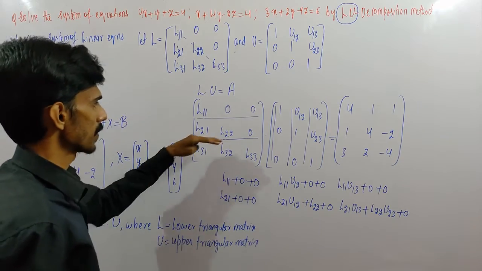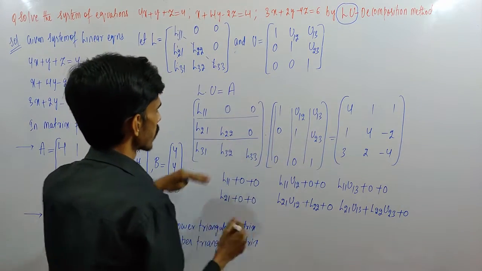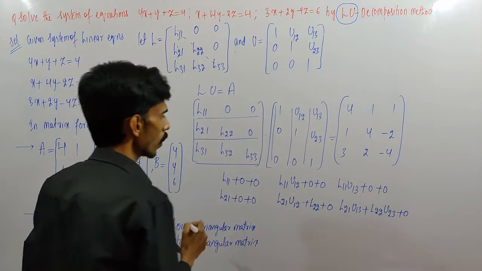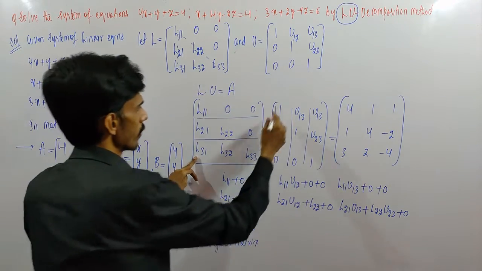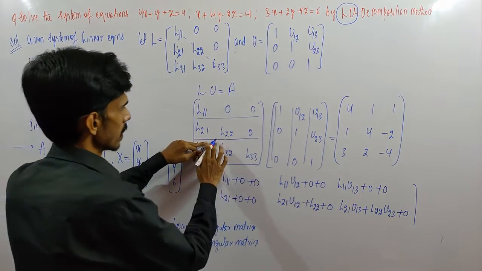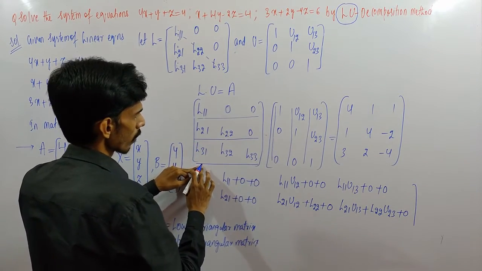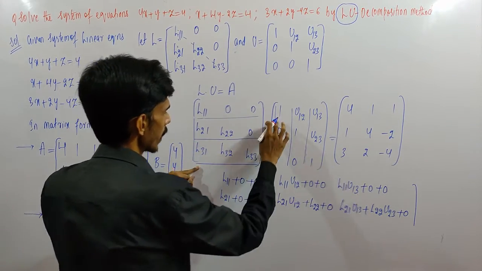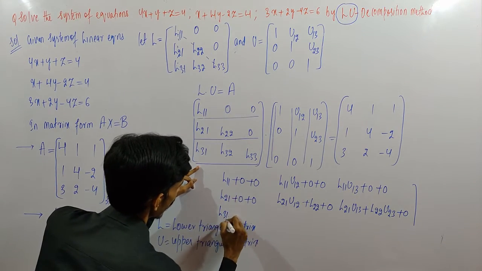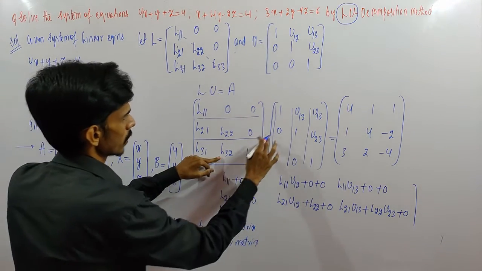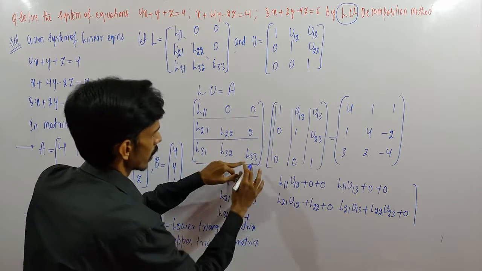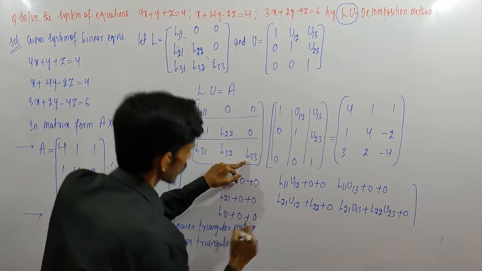Next we have second row with all columns. Now we will multiply third row with all columns. L31 into 1, multiplied second row with all columns. Now third row with all columns. L31 into 1 is L31, plus this into 0 we have 0, L32 into 0 we have 0.